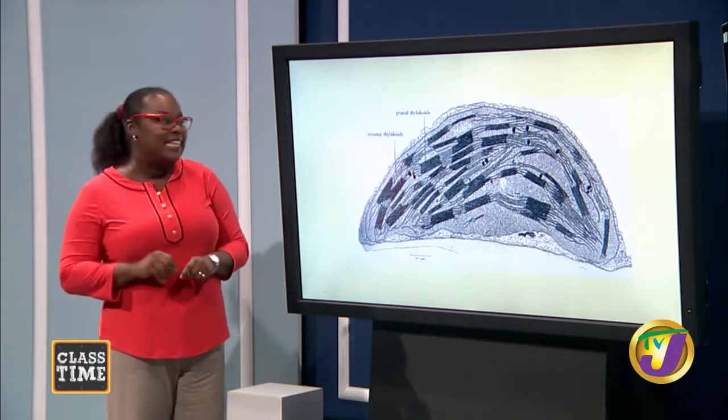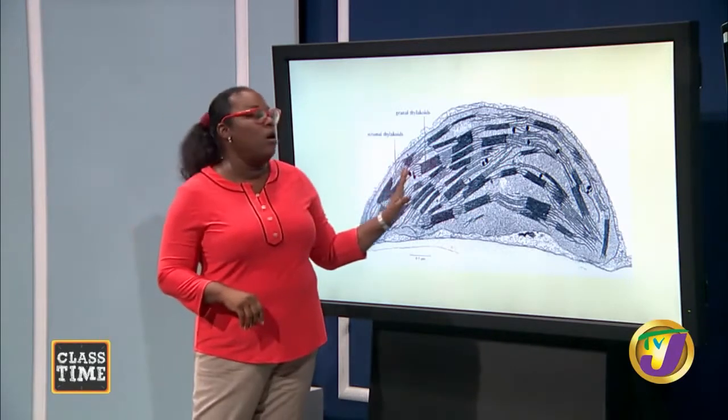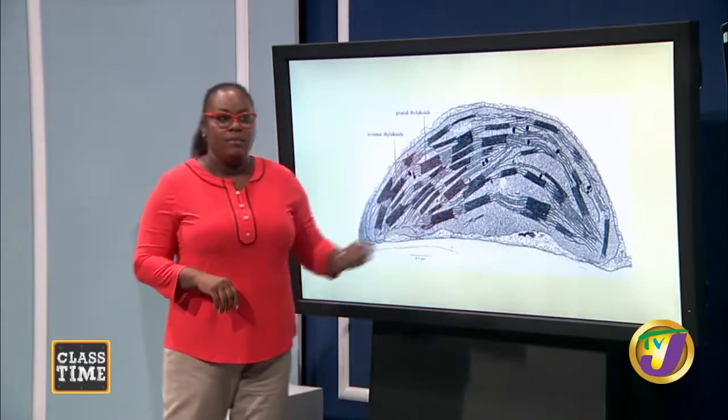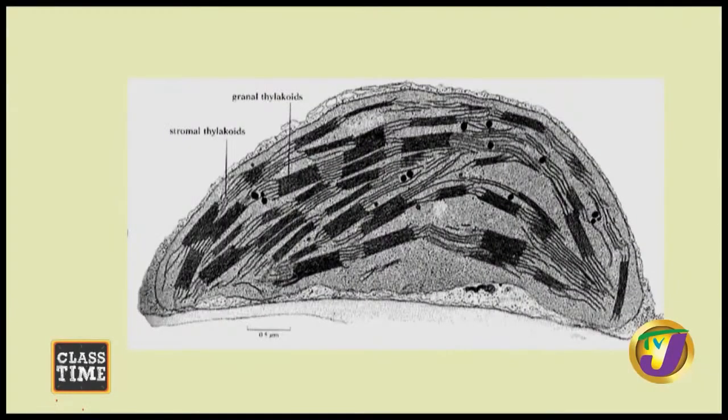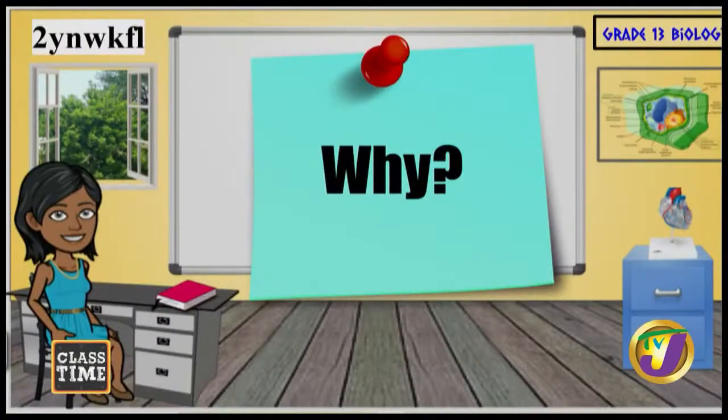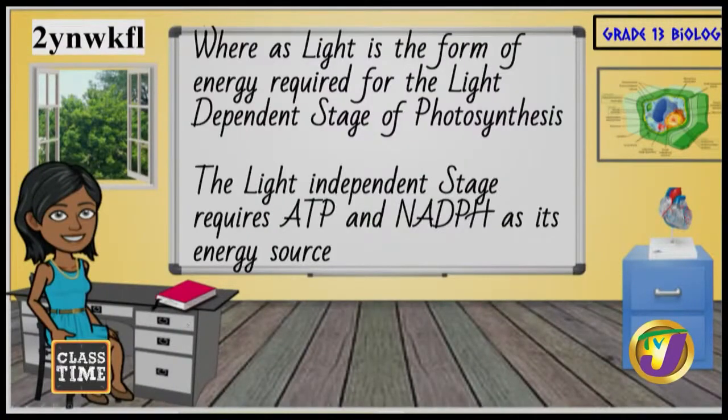However, for today's class, we are going to be focusing on the thylakoid membranes, because that is exactly where the light-dependent stage of photosynthesis takes place. All right? So let us move on to why. Why do we need the light-dependent stage?